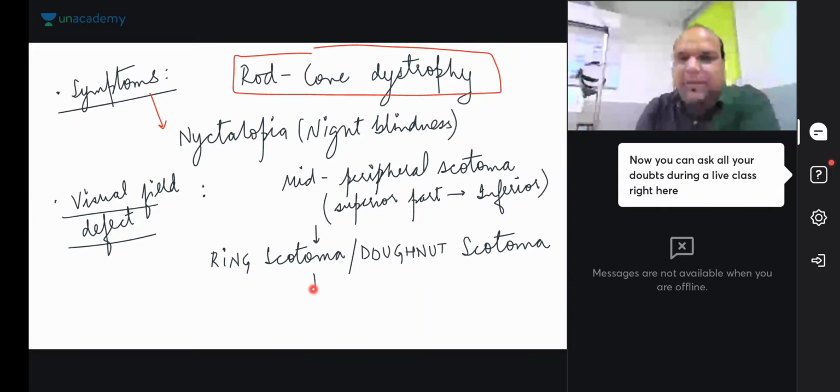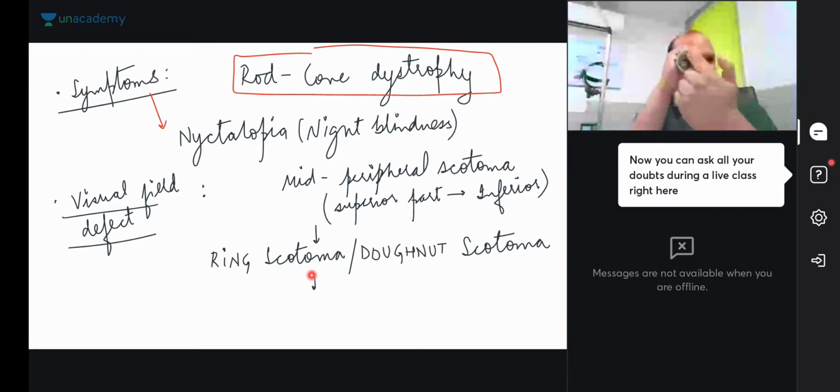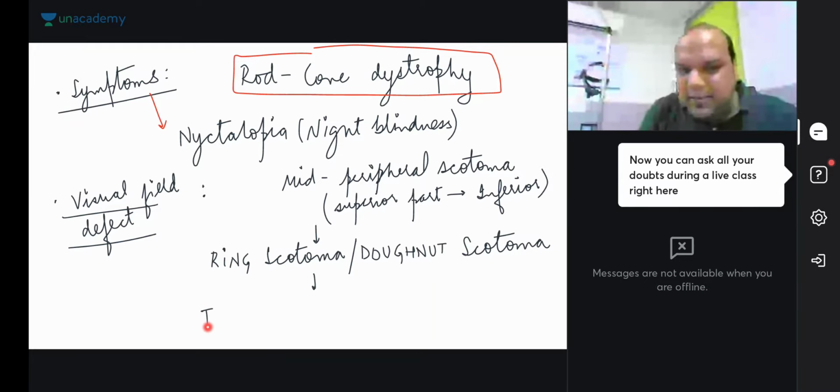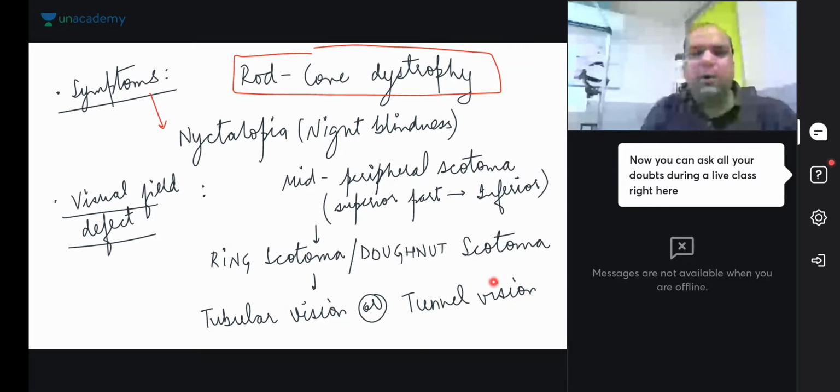Now, when this scotoma progresses, what will happen? It looks as if somebody has kept a tube in front of me, so I can only see the center, as if I'm looking through a tube. And the rest of the vision I have lost. So that's why the patient now starts describing it as tubular vision, which can also be called tunnel vision.